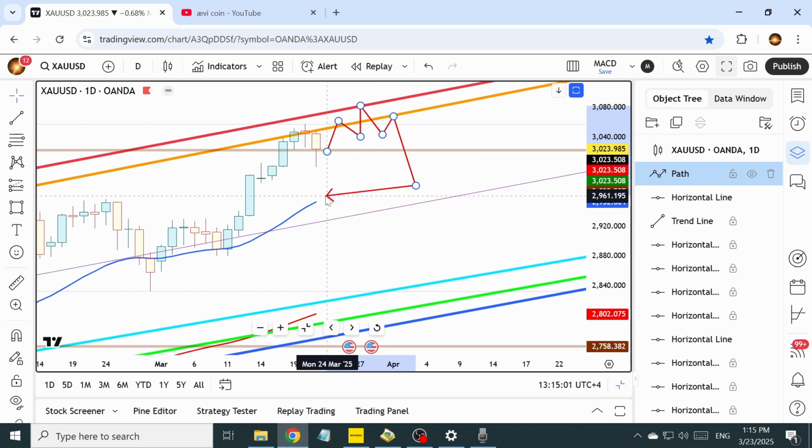we will see the first support will be the 20 EMA of the daily time frame, and then the mid channel line, which is around 2,950, and the next support will be 2,884, and as I mentioned, the bottom of the channel, which is going to be around 2,800.